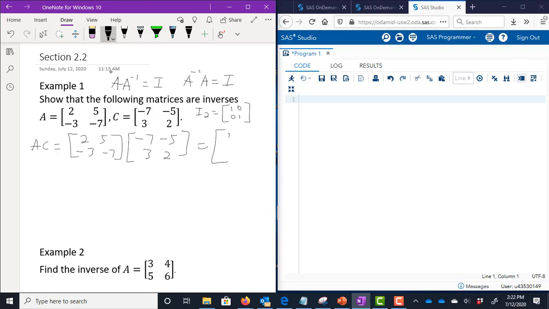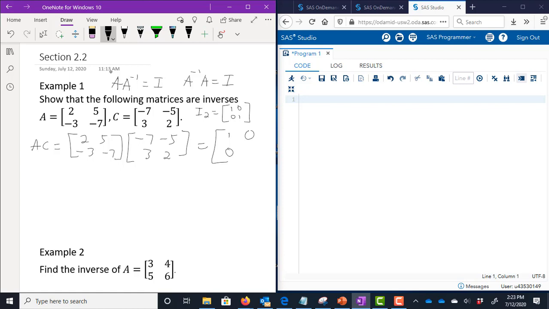For the next entry in that row, 2 times negative 5 and 5 times 2. That'll make negative 10 and positive 10. Adding those makes 0. Negative 3 times negative 7 would be positive 21, plus negative 7 times 3 is negative 21. Positive 21 plus negative 21 will give us a value of 0.